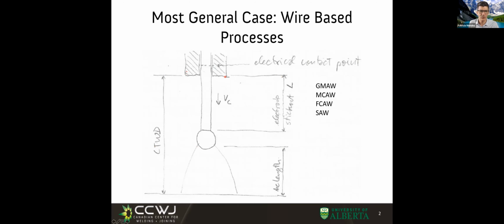Electrode stick out is contact tip to droplet. And then you have the arc length. So more or less, contact tip to workpiece distance equals electrode stick out plus arc length. I didn't make it match perfectly because the arc attachment is sometimes not clearly defined. So give or take a droplet diameter, this is good. But the droplet tends to be small compared to this other length, so the error is not too big.